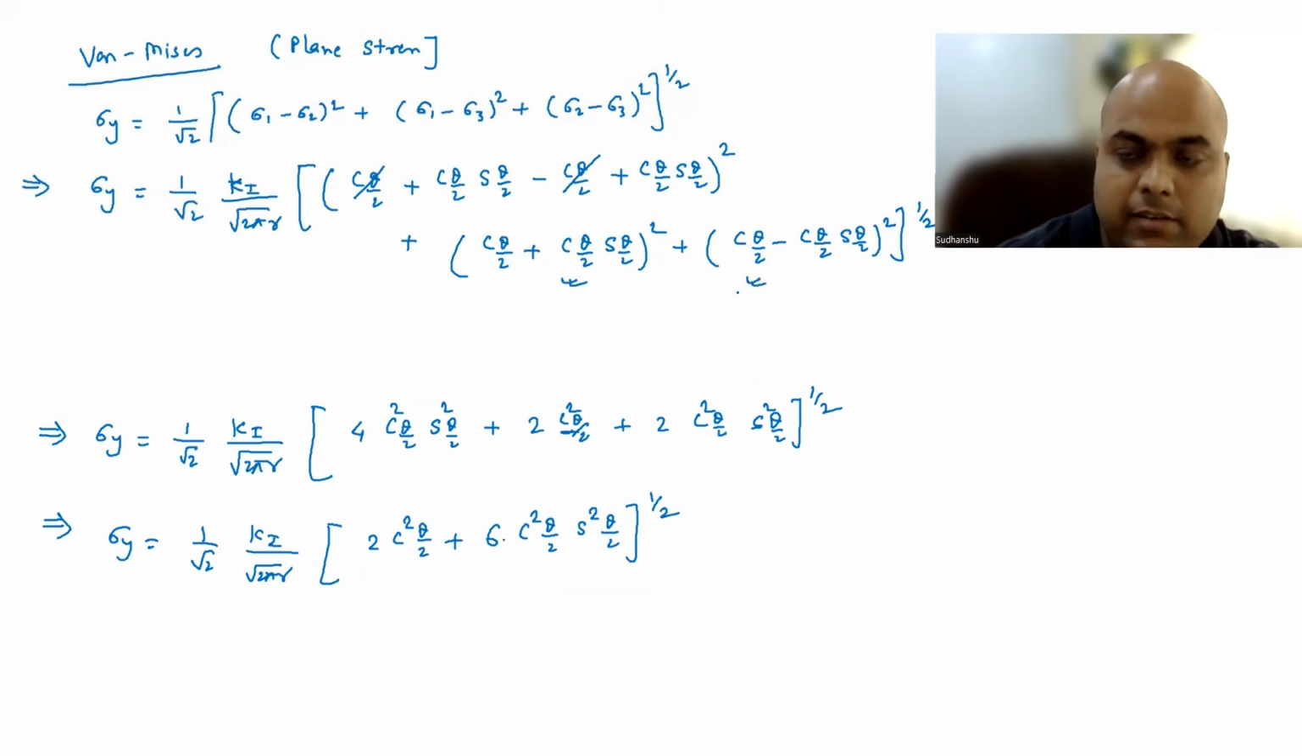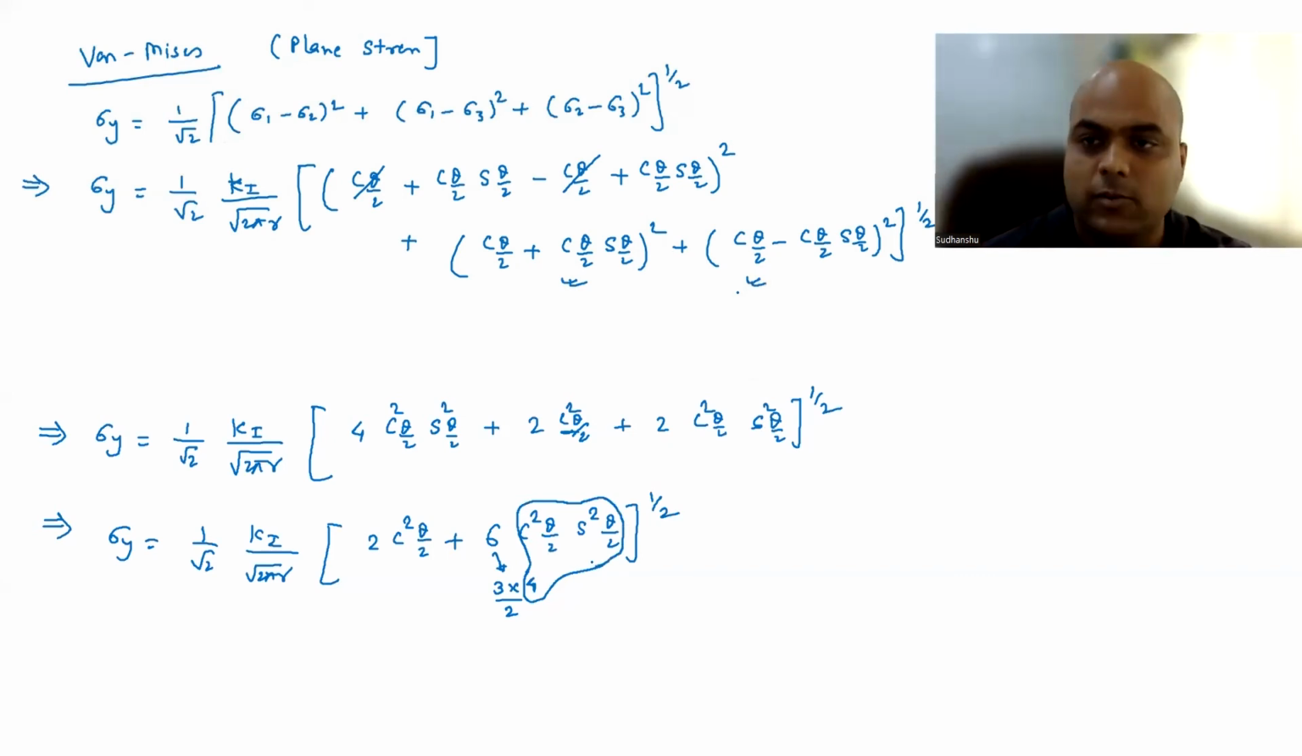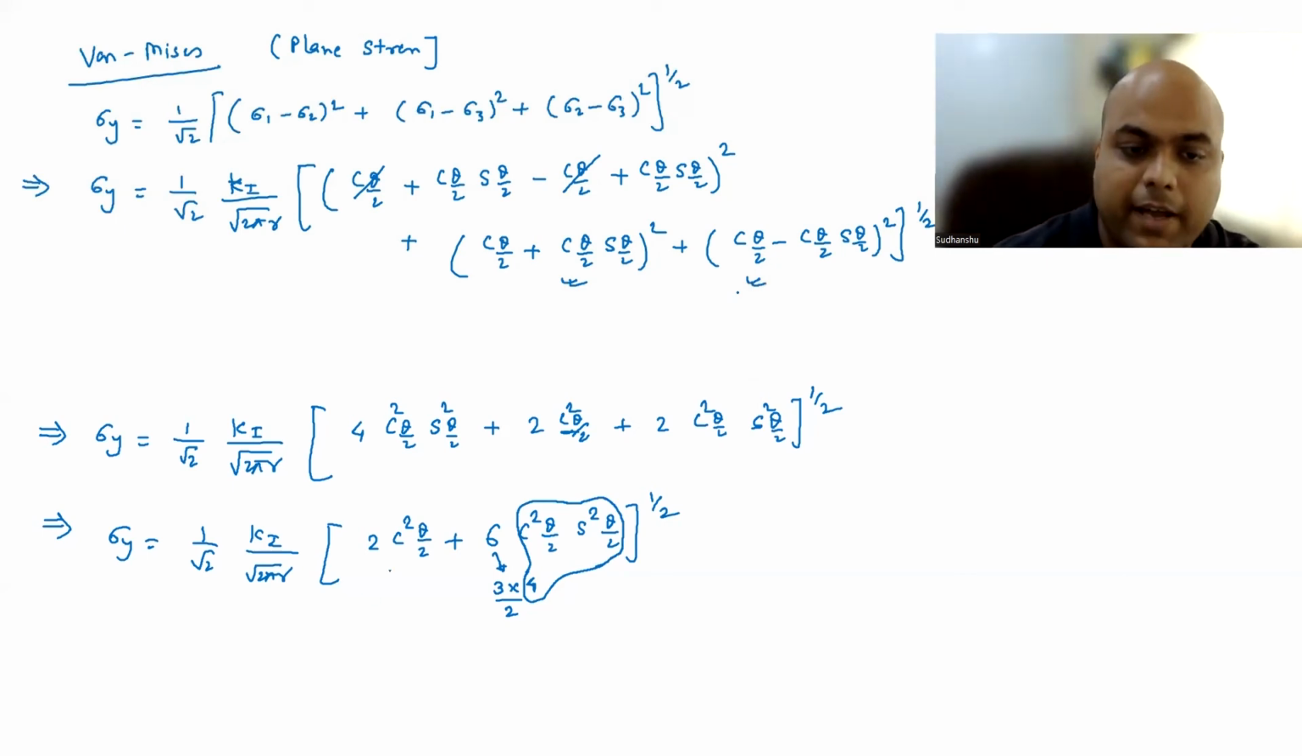And then this 6 we can write as, say, 3 into 4 divided by 2. Okay. And why are we doing this? Because now we can combine 4 cos square theta by 2 sine square theta by 2, and this will be sine square theta. Okay. Because sine theta is 2 cos theta by 2 sine theta by 2. Okay. And then we can also write 2 cos square theta by 2 as 1 plus cos theta.